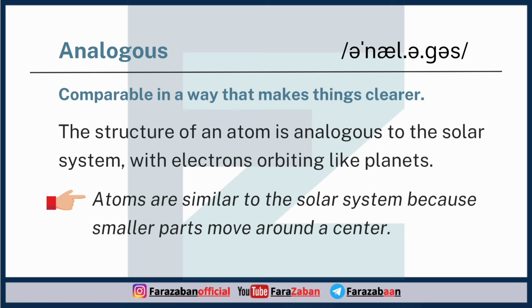Analogous. Comparable in a way that makes things clearer. The structure of an atom is analogous to the solar system, with electrons orbiting like planets. Atoms are similar to the solar system because smaller parts move around the center.